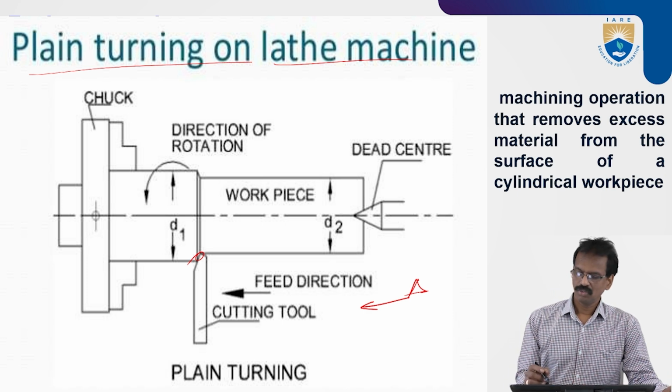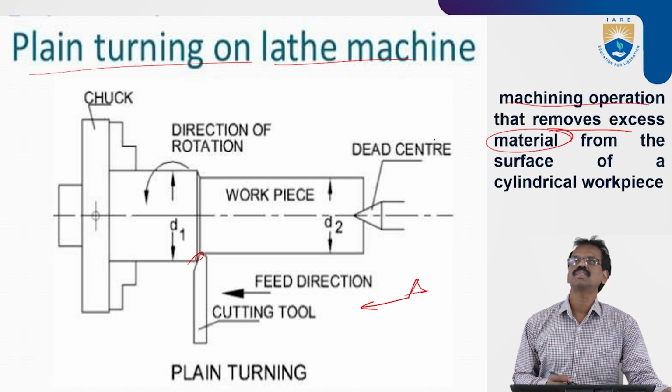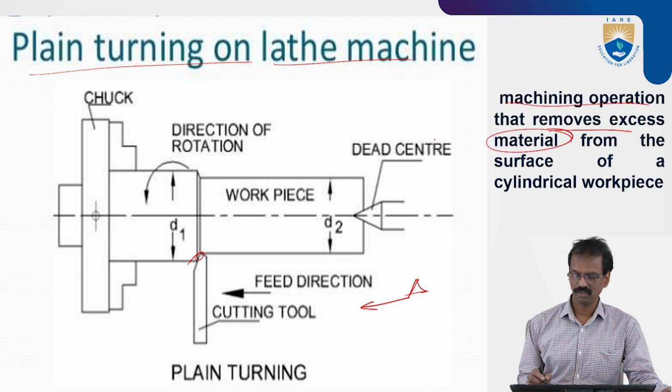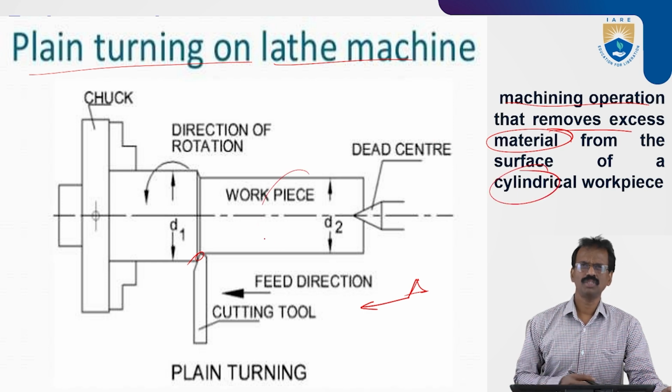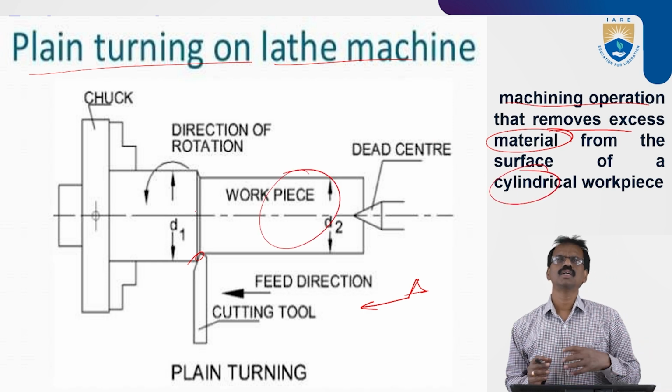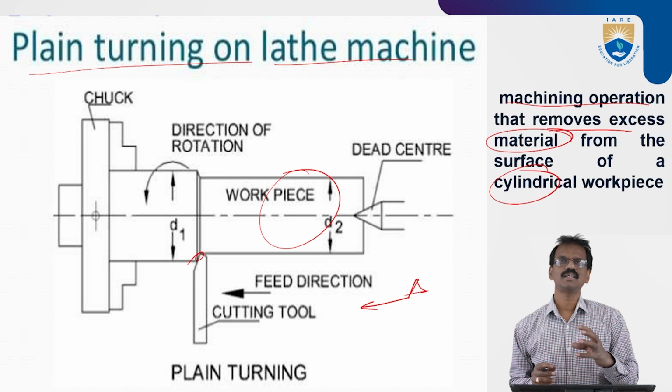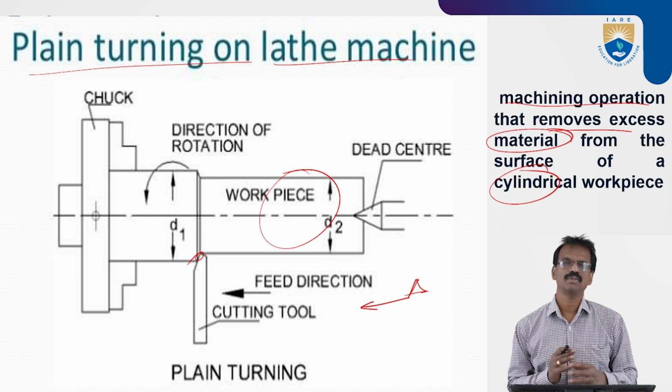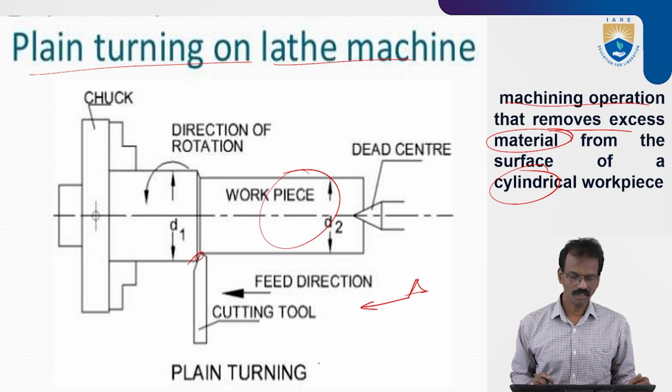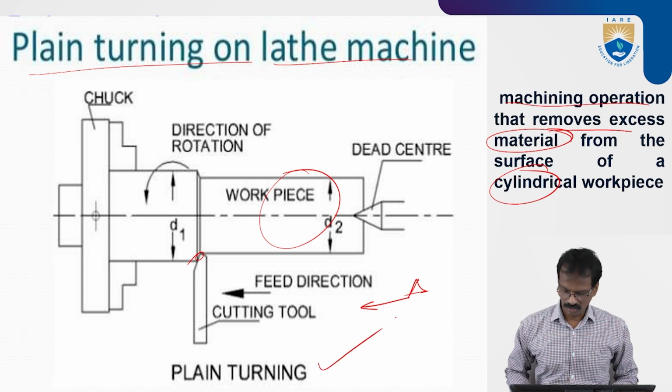So this machining operation removes excess material from the surface of a cylindrical workpiece. By this process, we can get the desired diameter of the workpiece at different positions. So this is the plain turning operation.